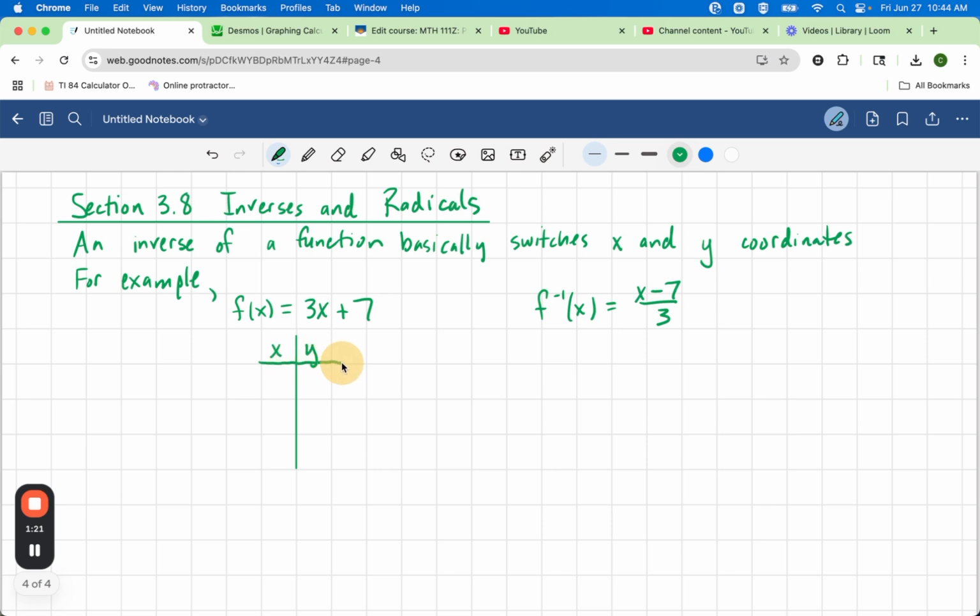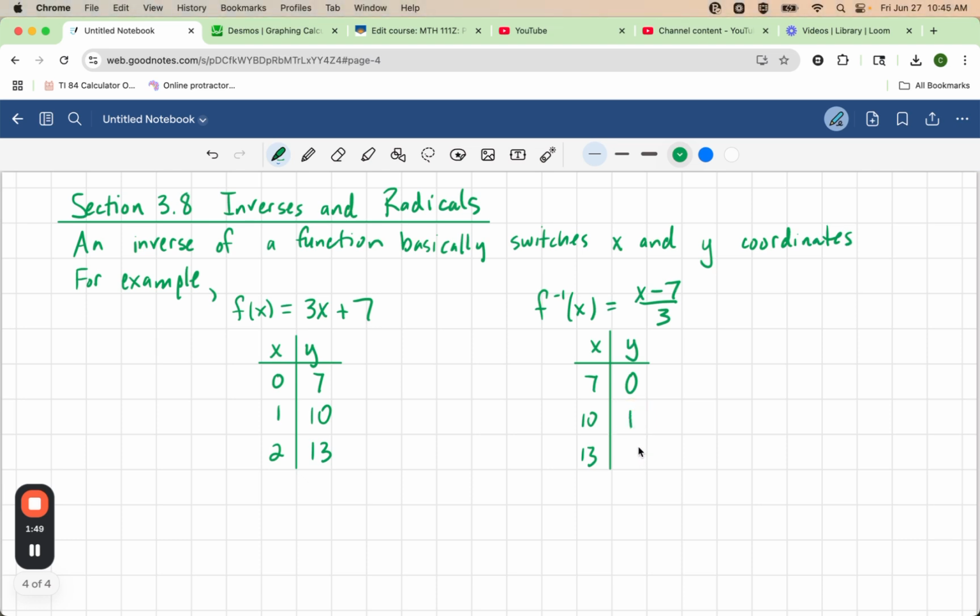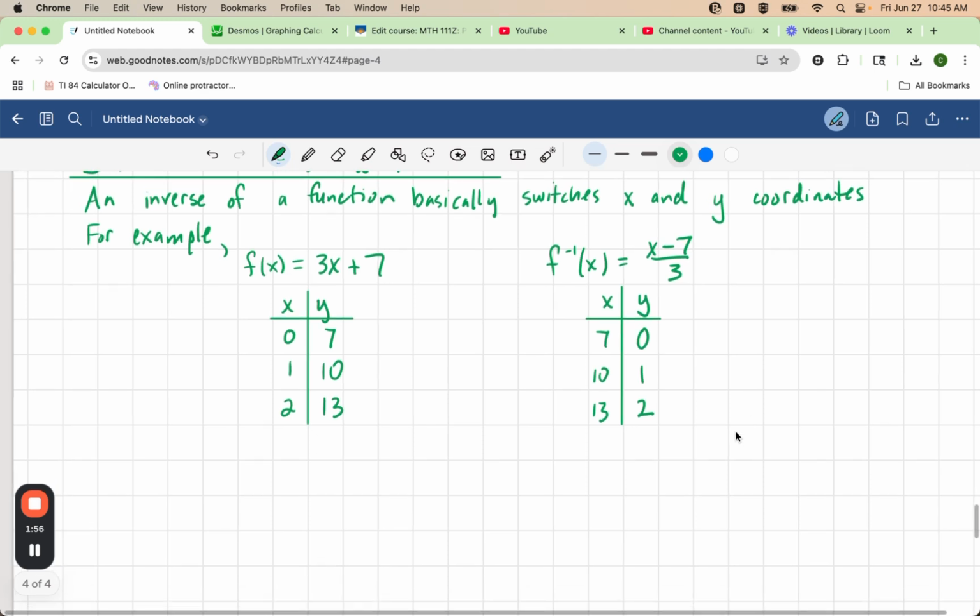But if I did x and y coordinates for f of x, 0, 1, and 2, put 0 in. 3 times 0 plus 7 is 7. 3 times 1 plus 7 is 10. 3 times 2 plus 7 is 13. Over here, the x and y flip roles. So this time the x would be 7, 10, and 13. 7 minus 7 is 0 over 3 is 0. 10 minus 7 is 3 over 3 is 1. 13 minus 7 is 6 over 3 is 2. So as you can see, those are inverse functions. That's just a reminder of what they are, okay?